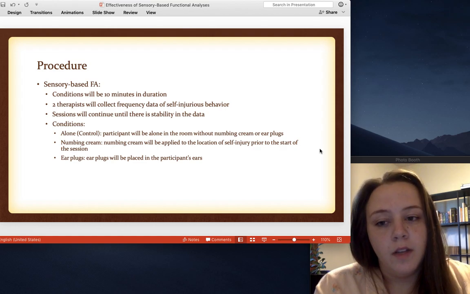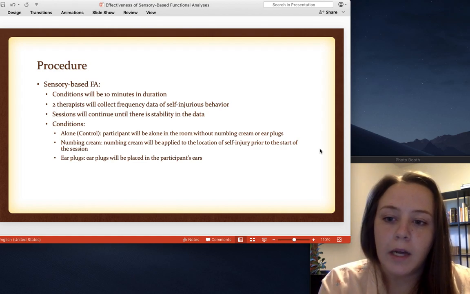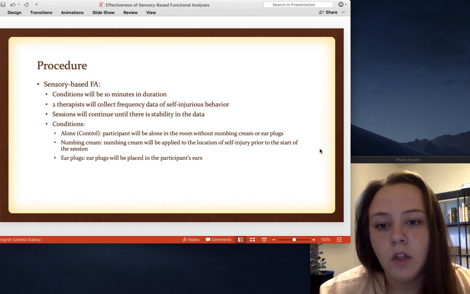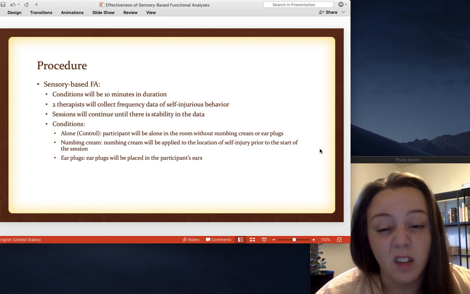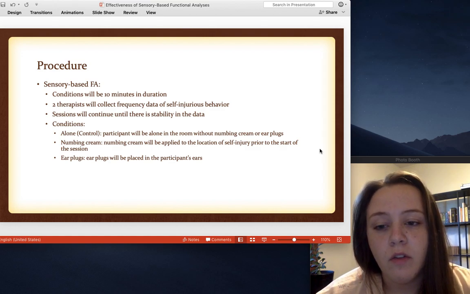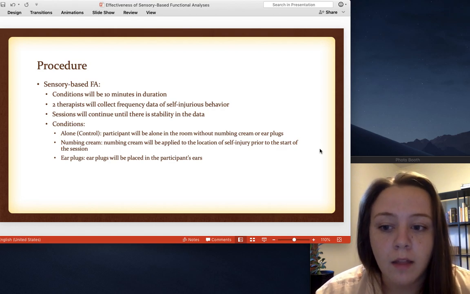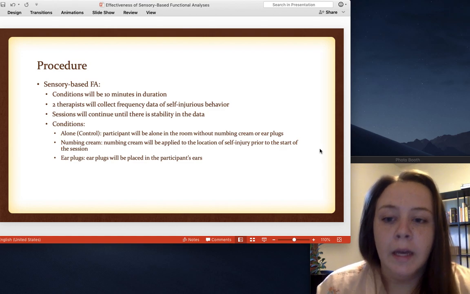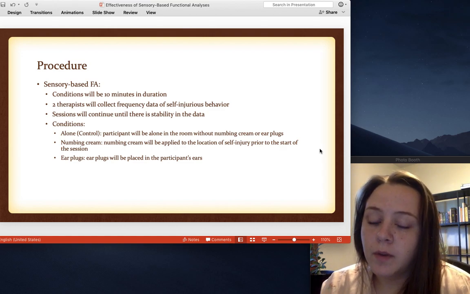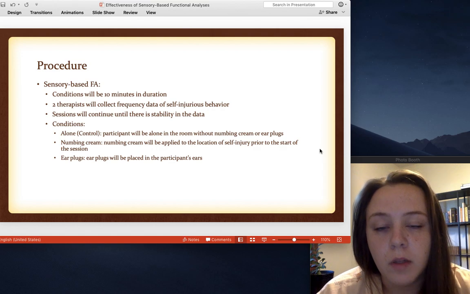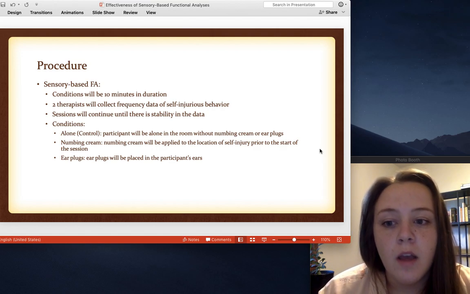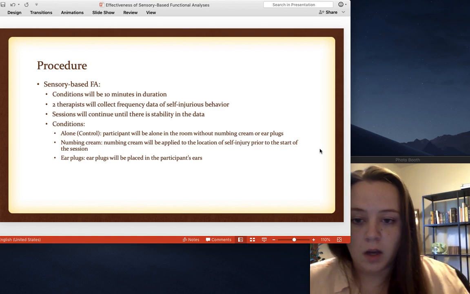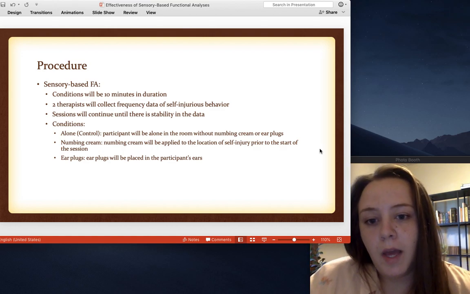And then for the sensory-based FA, we will actually have 10-minute conditions. For this one, just because we won't have any specific consequence for the problem behavior other than blocking the sensory input of some type. So again, we're going to have the 2 therapists collect the frequency data of the self-injurious behavior. They'll be doing that through the one-way mirror, and sessions will still continue until there's stability in the data to ensure that we have control over that data path.